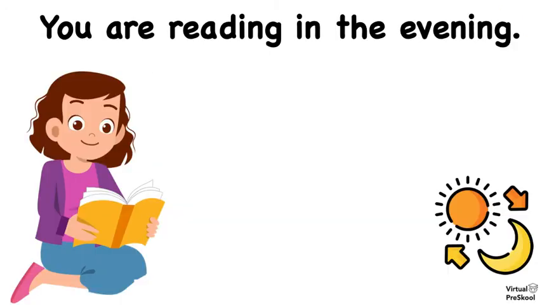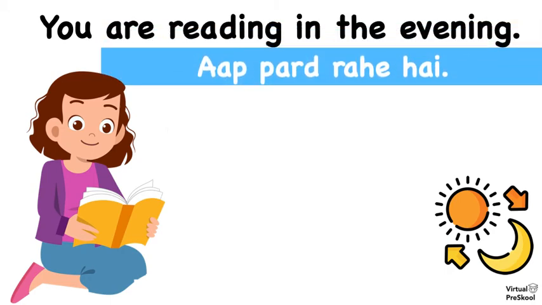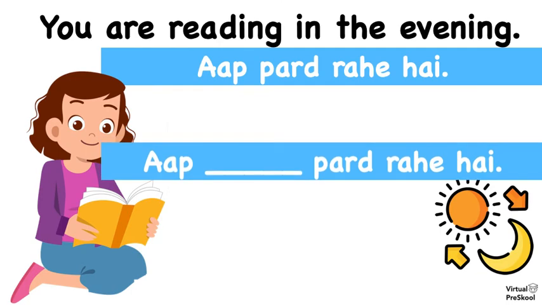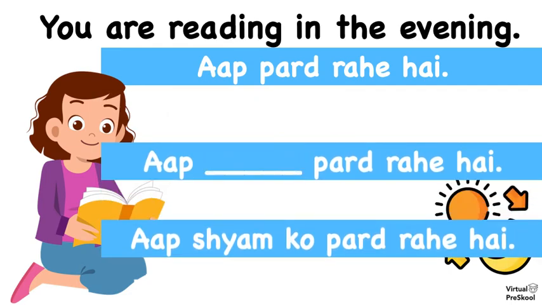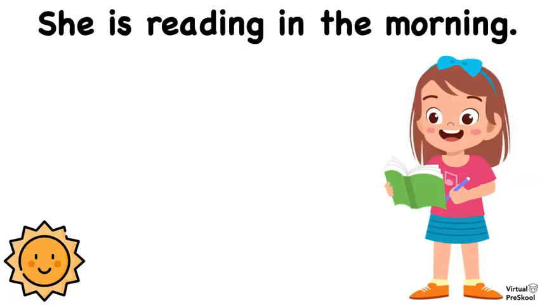Okay, good work. You are reading in the evening. Conjugate first. आप पढ़ रहे हैं. In the evening is शाम को. So put that in the blank line and it becomes आप शाम को पढ़ रहे हैं.